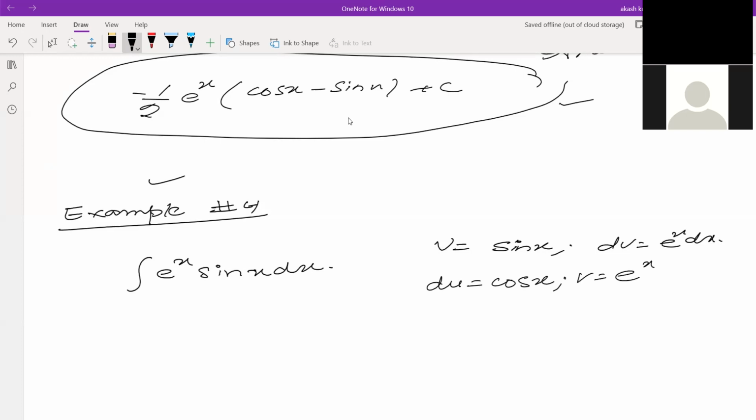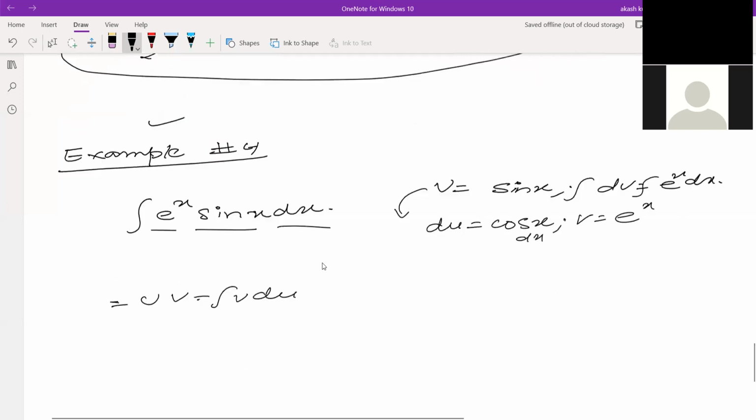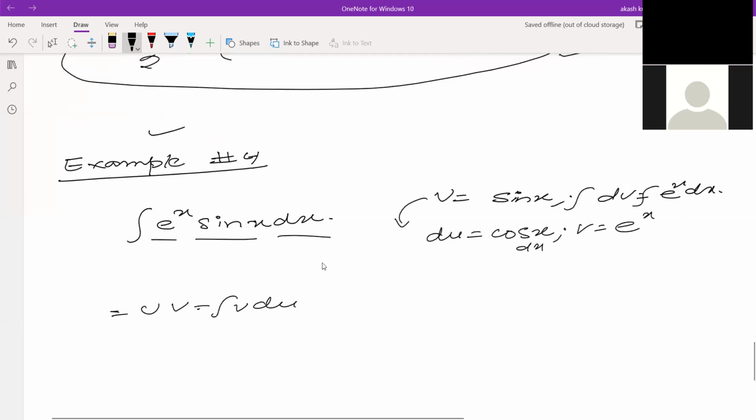See, when my screen is shared with you. Yes. So I took my u as sin x and I took my dv as e^x dx now. So to get from u to du, I have to differentiate the function. So it becomes cos x dx. Okay. And from dv to v, I have to integrate it. So it becomes v equals e^x. Okay. Now I have to apply uv minus integral of v du. Yeah, so it's going to be sine multiplied by e^x plus e^x cosine x dx.